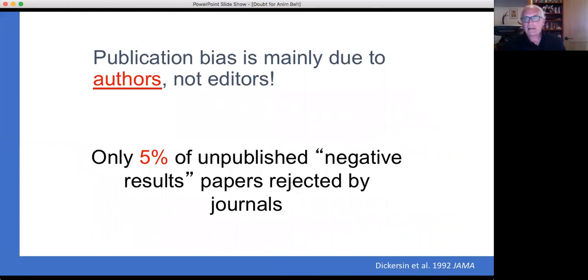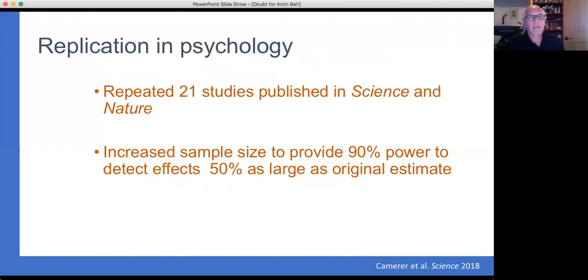Just parenthetically, it's really interesting to note that this publication bias mainly comes from the behavior of authors, not from the behavior of journals. We as authors blame the journals. It's actually our fault. Another study that's very interesting on this, replicated studies.